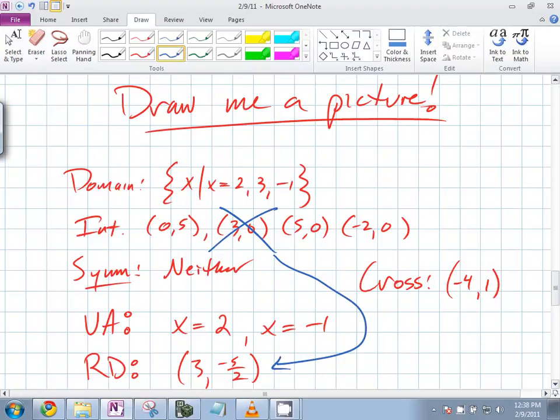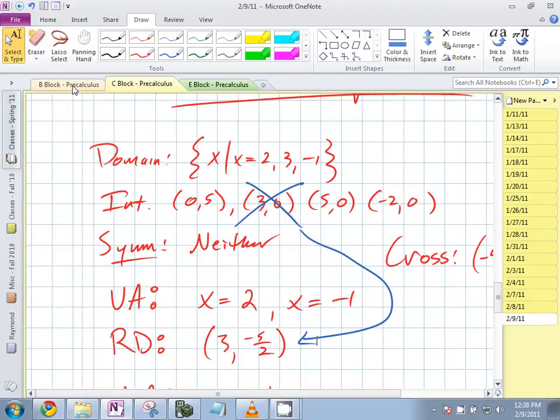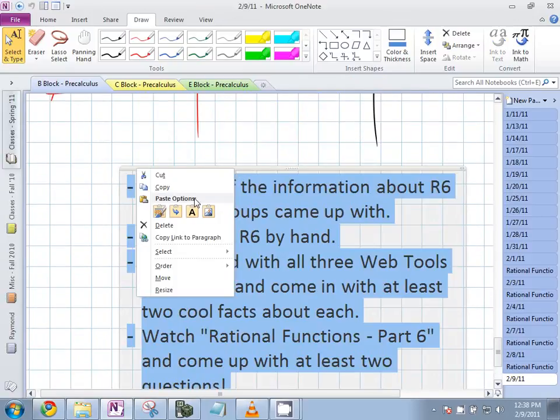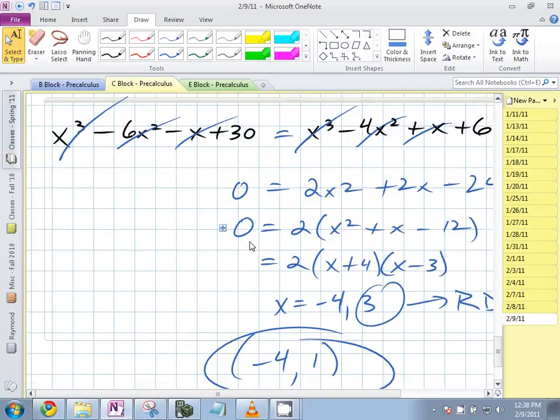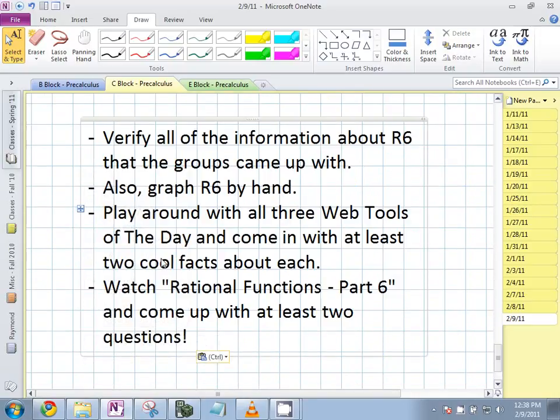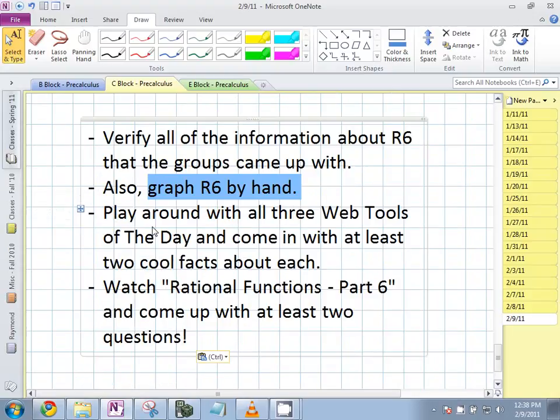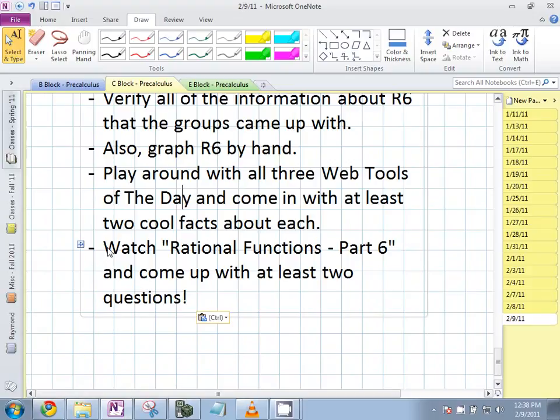So you're going to have 3 pieces of homework. It's broken down nicely, at least I think it is. So we can change this from verify to graph. You're going to verify all the information that you came up with and graph R6 by hand. So make me a picture. I'd like you to play around with all 3 web tools of the day and come in with at least 2 cool facts about each. And I would like you to watch Graphing Rational Functions Part 6 and come up with at least 2 questions. Sound good? Okay.